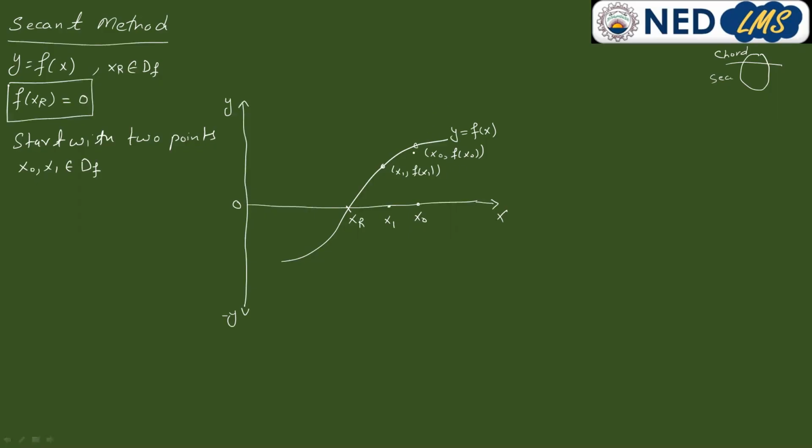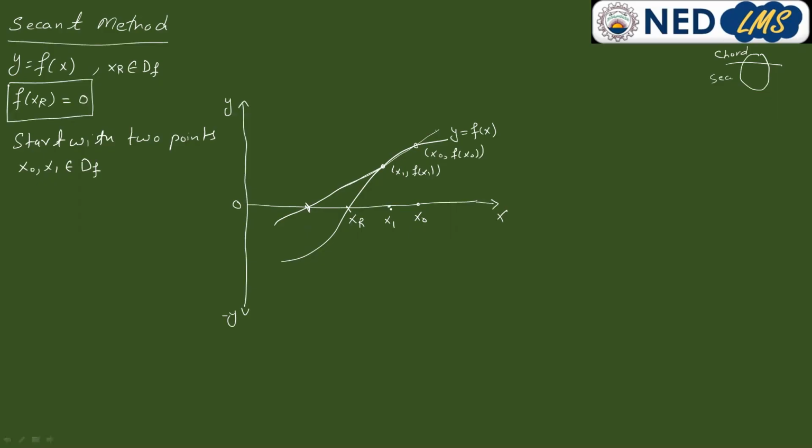It can cut at many points as well, so it's not like a tangent. A tangent has to touch at only one point, but here it can cut the surface. So I have selected two points and I will try to draw a secant. A secant is a line that cuts, so I make it pass through these two points, and obviously if I extend it, it will intersect somewhere on the x-axis as well.